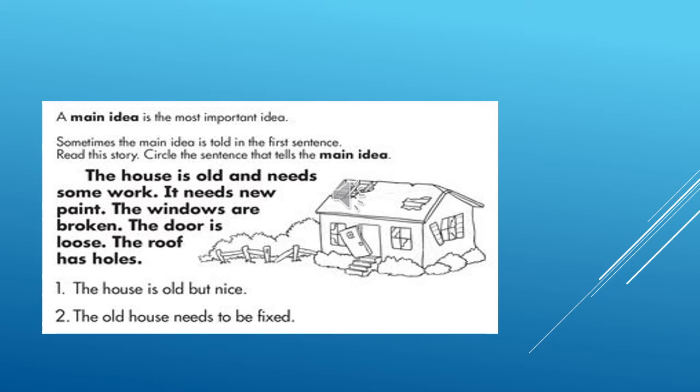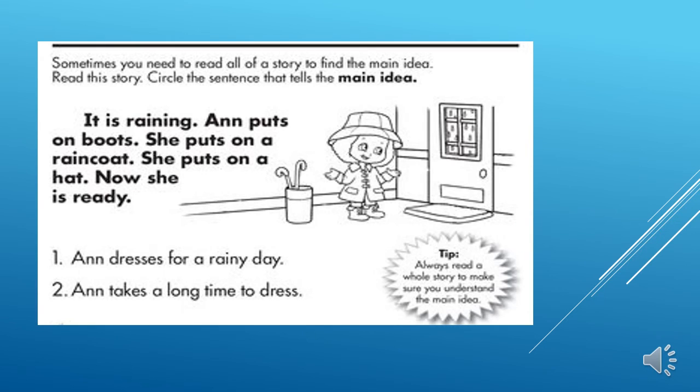So you can easily identify by reading the first sentence of this story. The house is old and needs some work. So it totally matches the second option: the old house needs to be fixed. So this is the correct answer. And you can easily identify the main idea from reading the first sentence of the story. But always read the whole story to make sure you understand the main idea.